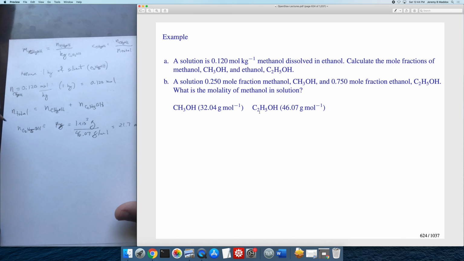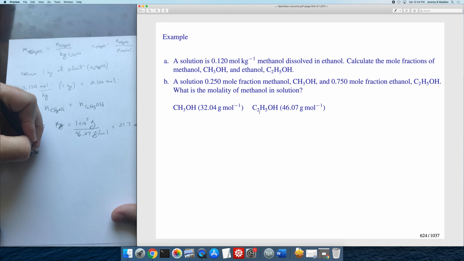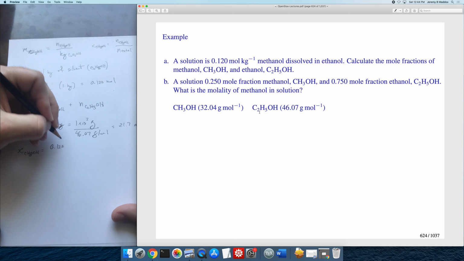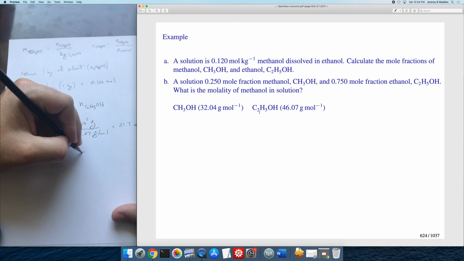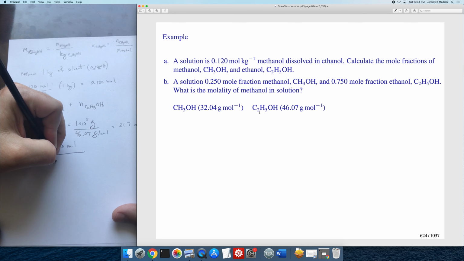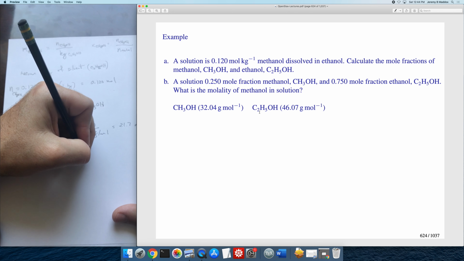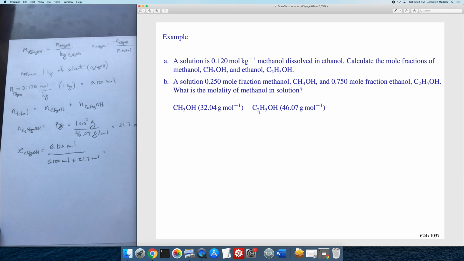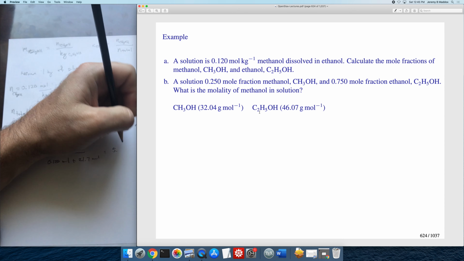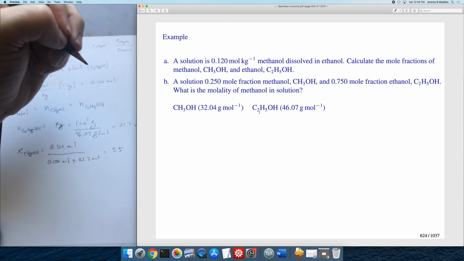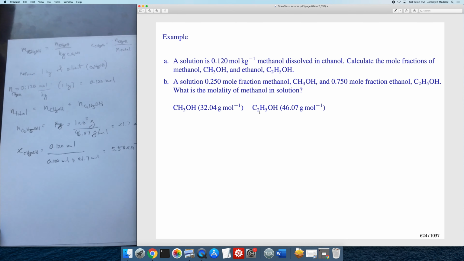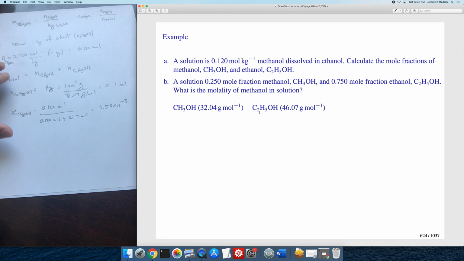And so now our mole fraction of methanol is going to be 0.120 moles divided by 0.120 moles plus 21.7 moles. And we get 5.50 times 10 to the minus 3 as the mole fraction for the methanol.